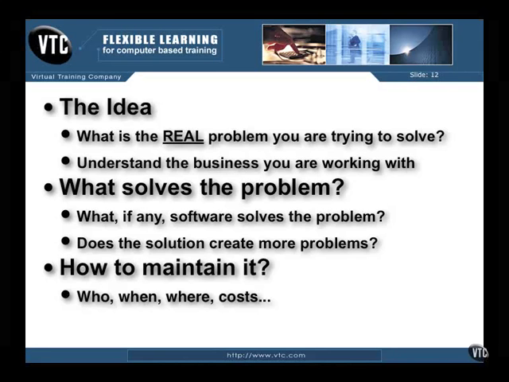And finally, a big thing to answer is how to maintain it. Who's going to maintain it? When are your updates? When are your bug fixes? Where is this maintenance going to happen? Is it the responsibility of the company, or are you going to maintain it if you're outside consulting? What kind of costs are involved with it? Again, it's back to that cyclical nature of software development.